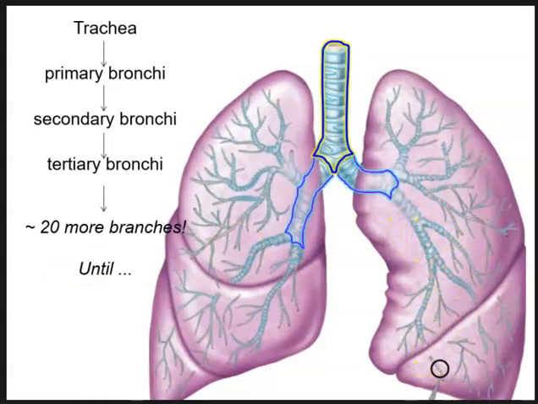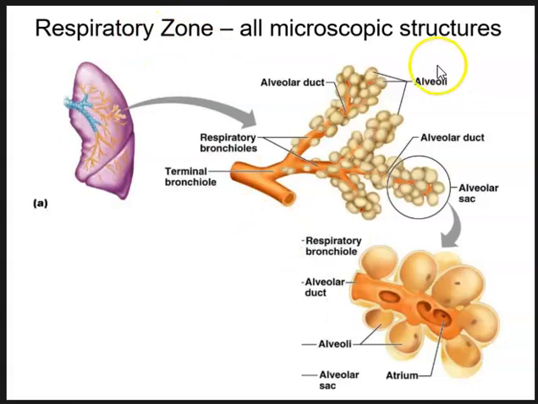So in this we see the trachea, the primary, then the secondary, and then the segmental or tertiary. And then we hit the respiratory zone. So the respiratory zone contains all microscopic structures, meaning you cannot see it grossly. You have to look at these structures under a microscope under the histo slides, which we saw earlier this semester.